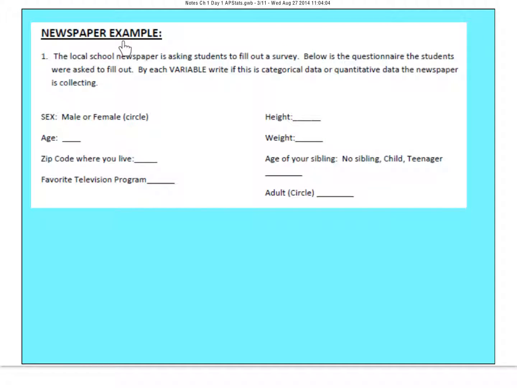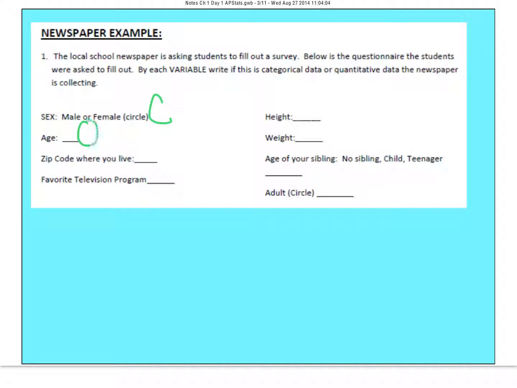Here's a newspaper example. They want us to look at various variables that might be related to the newspaper and determine if they are categorical or quantitative. So if we go through, I'm just going to put a C for categorical and a Q for quantitative. So let's go ahead and do this. The sex is male or female. This would be considered categorical because you're giving a word answer.